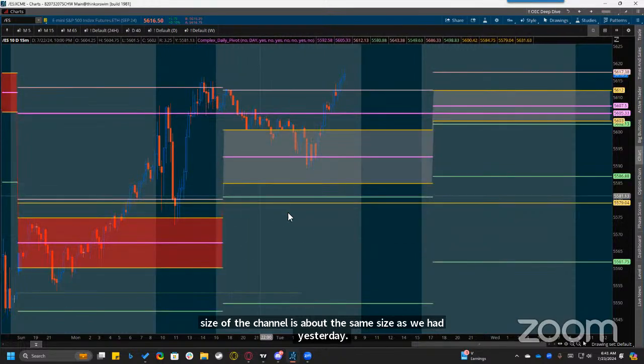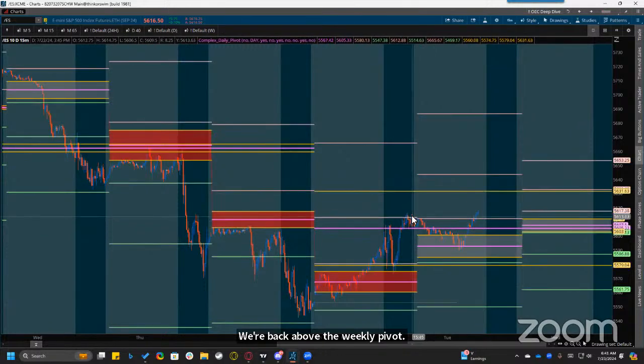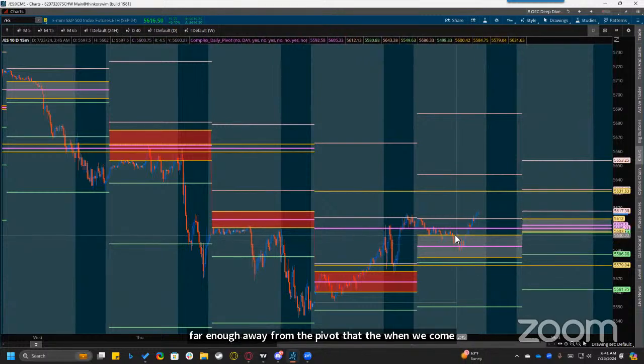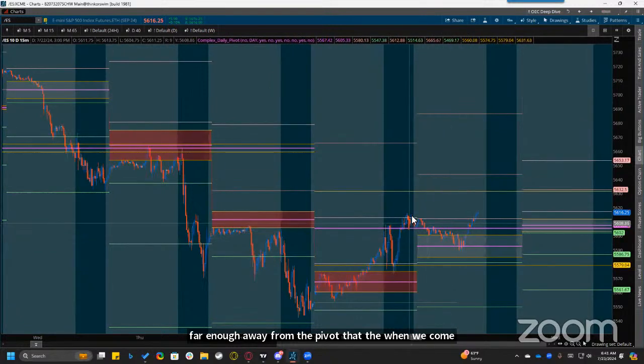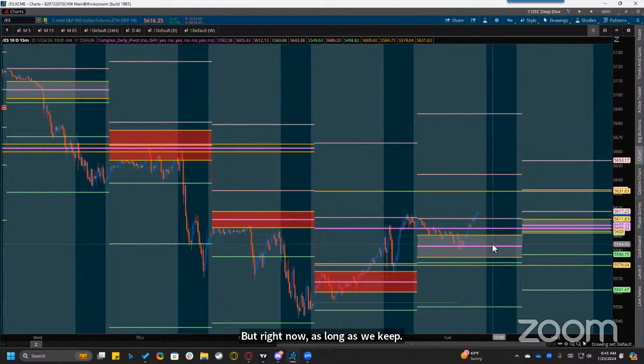We're back above the weekly pivot. That doesn't really provide much context because we're still crisscrossing back and forth. We have to expand far enough away from the pivot that when we come back to it, we would actually see it as a support or resistance. For right now, as long as we keep crisscrossing back and forth, there's no value in support or resistance or any context of whether we're above it or below it.